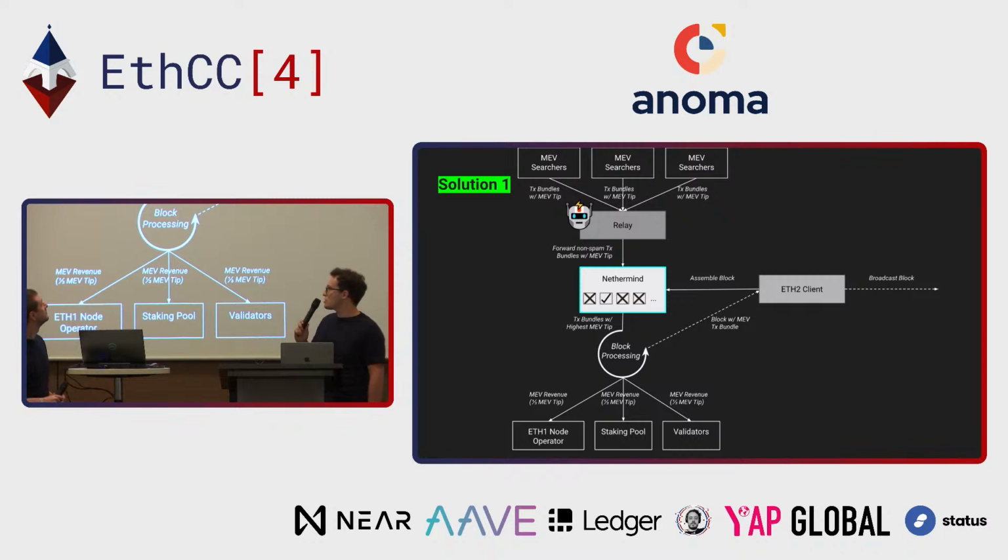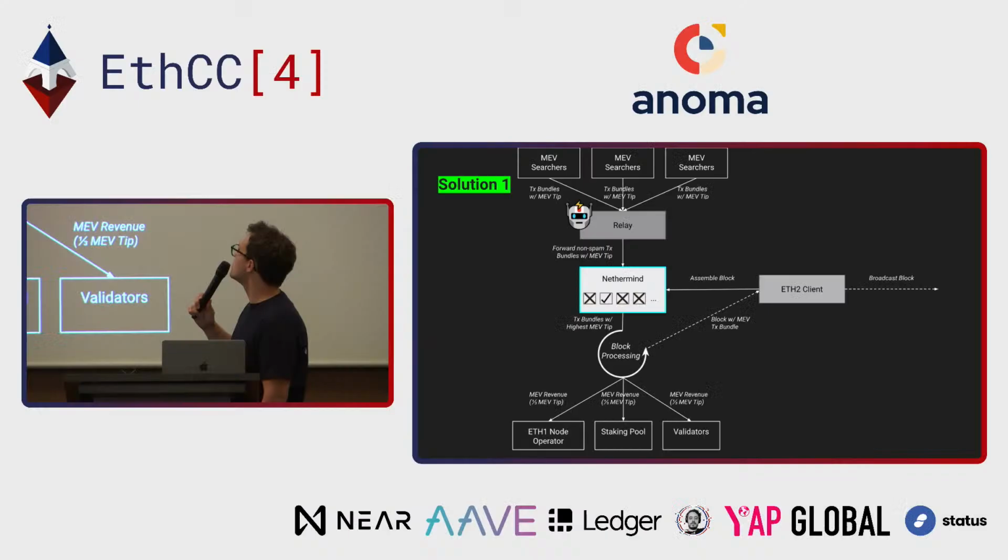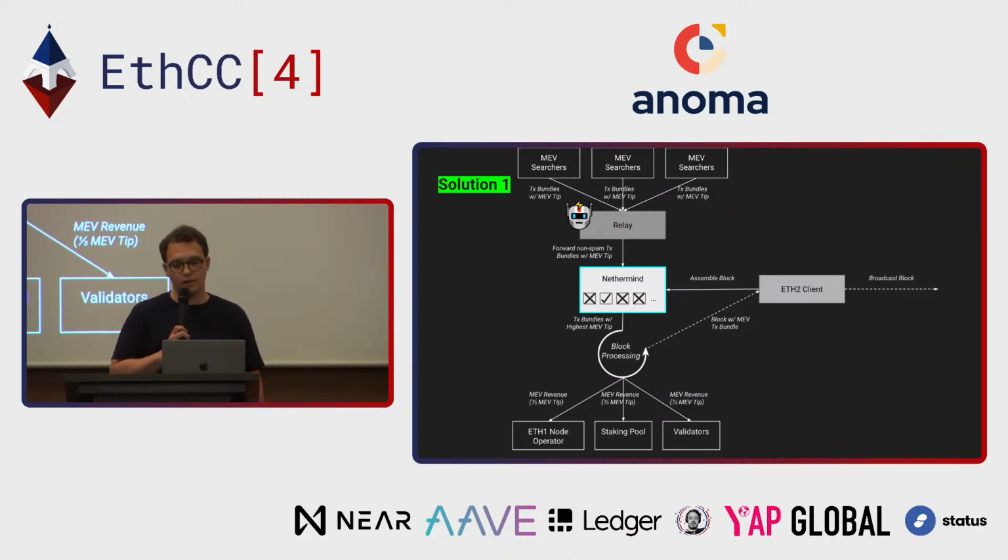So this solution basically is copied from Ethereum 1, and the design is really similar. So we have searchers on one side who find MEV opportunities, send them to the relay, and then the relay sends them filtered to the Nethermind Ethereum 1 client, and the Ethereum 1 client creates a block and sends it to the Ethereum 2.0 client, and the block is created. And what is important is that the revenue is split across the Ethereum 1 operator, the staking pool, and the validators.